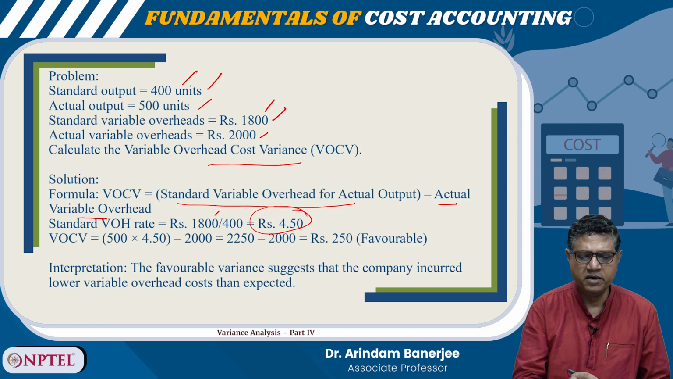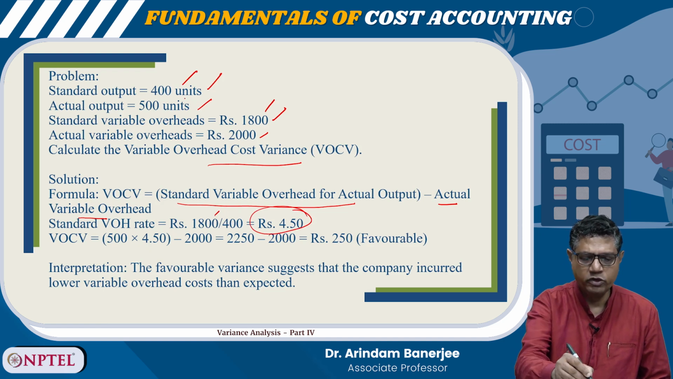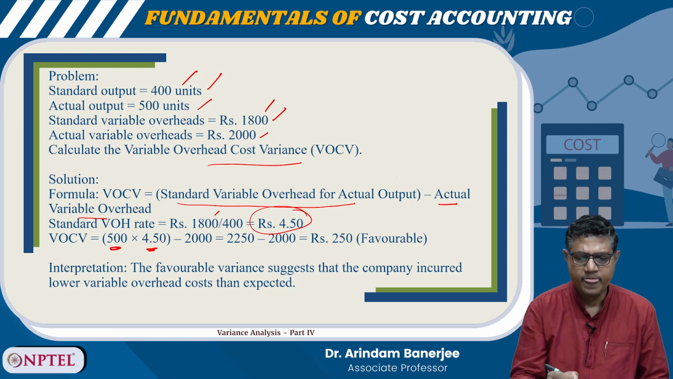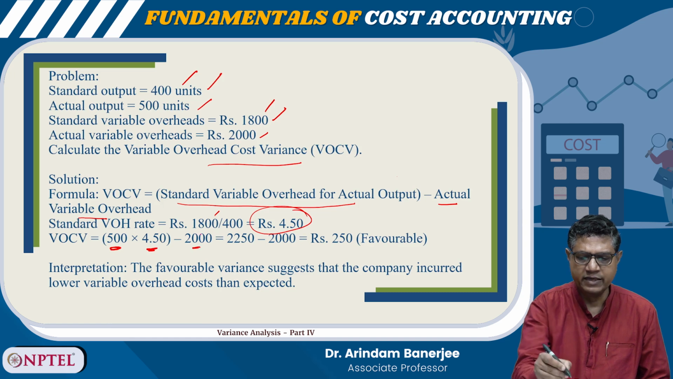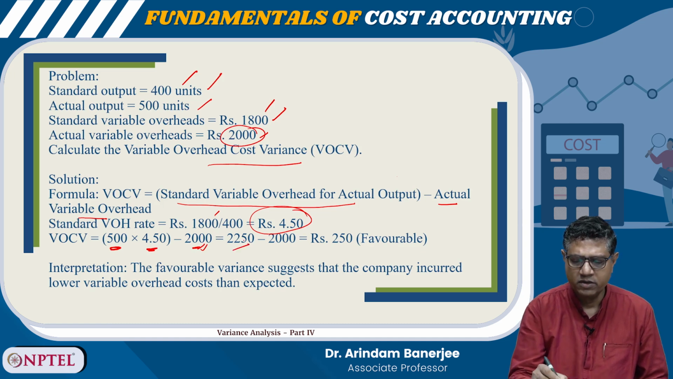So, your variable overhead variance will be actual output, standard variable overhead for actual output. Your actual output is 500, standard rate is 4.50, minus the actual overhead, which is given, 200. So, this 200 will come here, right? So, it is 500 into 4.50, that is 2250, minus 200.